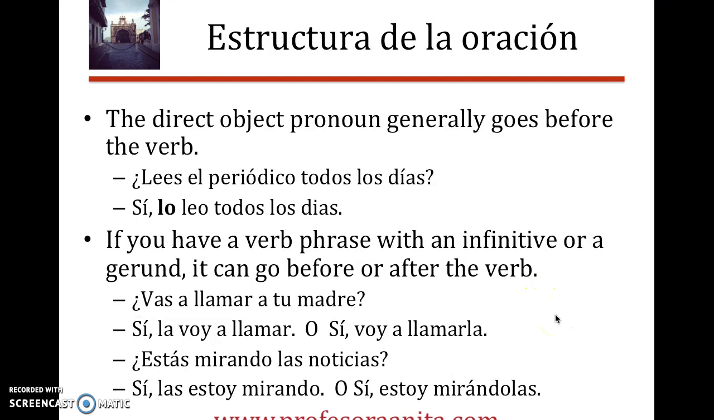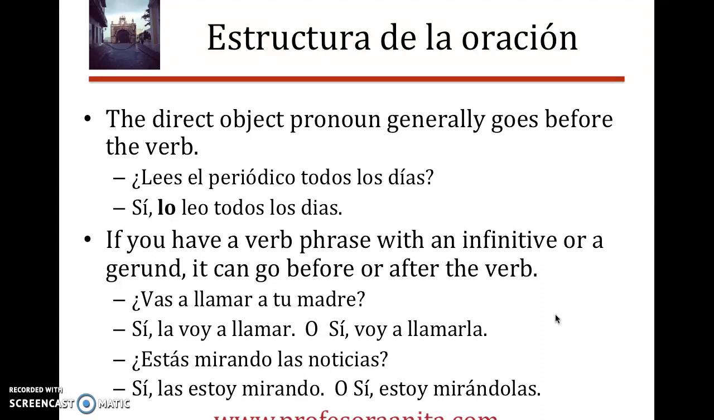All right, so in terms of the sentence structure, the direct object pronoun generally goes before the verb. So in the question, ¿lees el periódico todos los días? Do you read the newspaper every day? When you're answering, you say, sí, lo leo todos los días. And I see I'm missing an accent mark on días, but I'm not going to go back and fix it. So that lo is referring to newspaper, el periódico. It has to match in number and in gender. Since it's el periódico, the pronoun is lo.